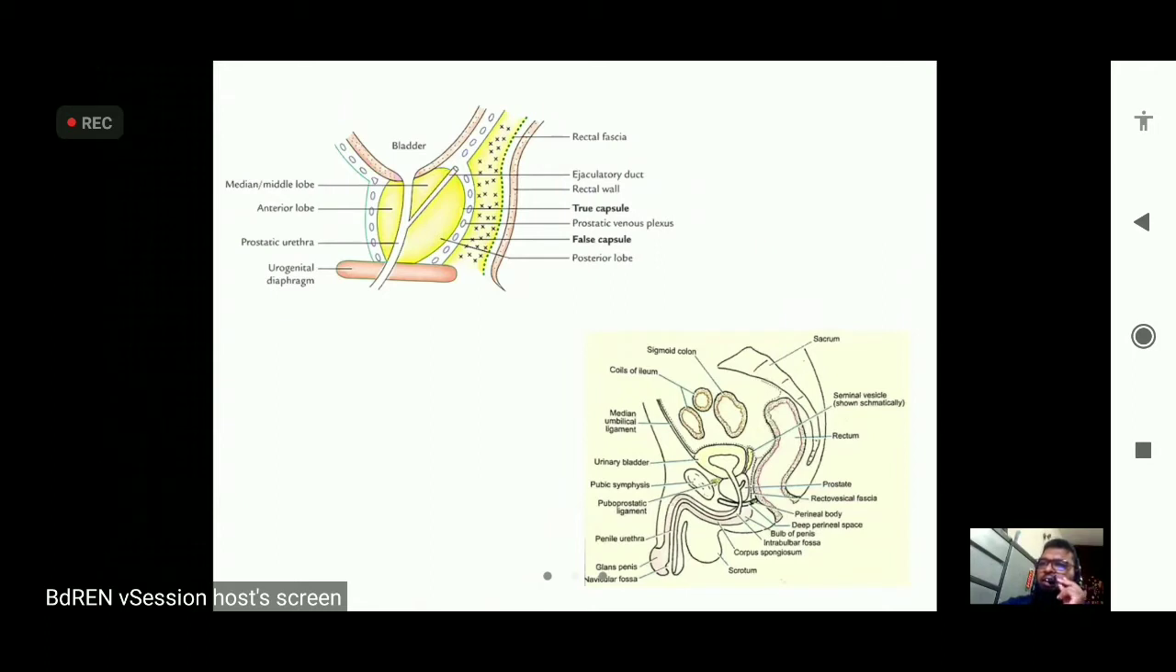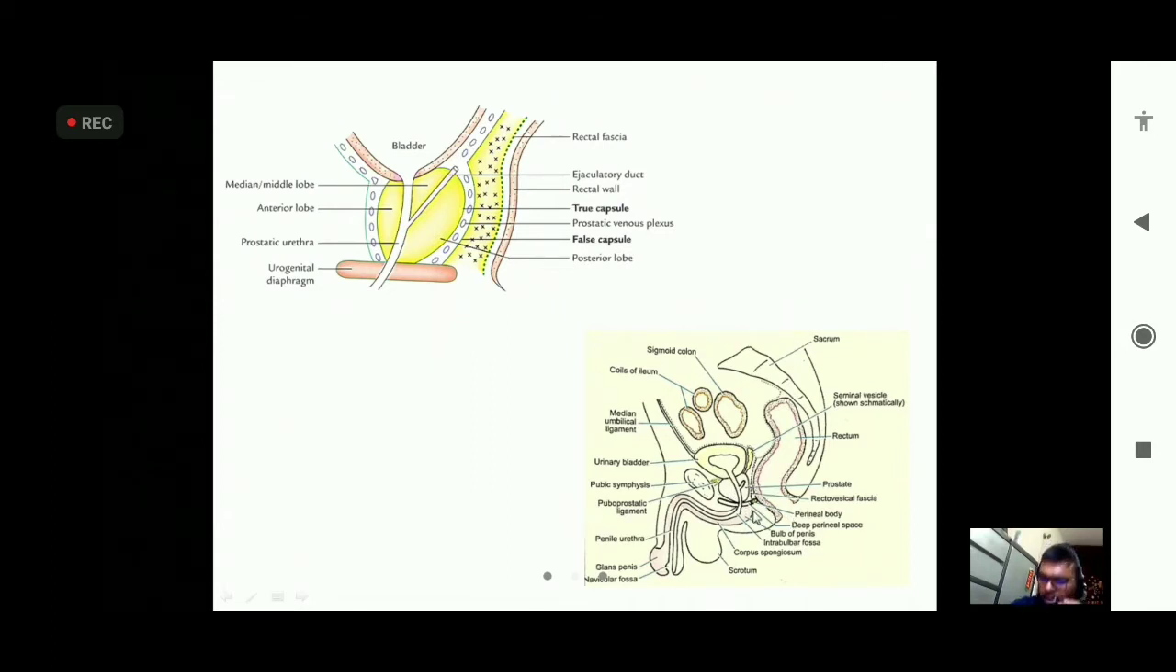Then there are so many tests like PSA, prostate specific antigen test, ultrasonogram, and many other things that we can do. But for clinical assessment, this is very good, and no examination of the prostate is complete if the per rectal examination is not done. So you must keep it in mind that we can assess the prostate through the rectum.